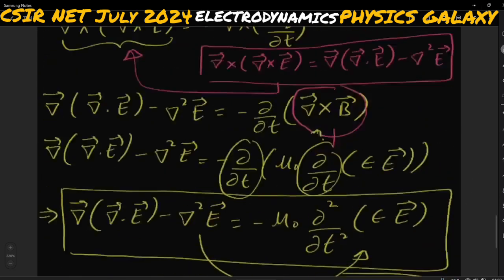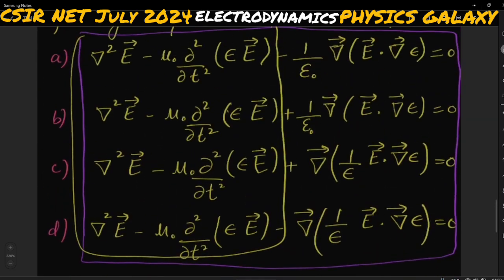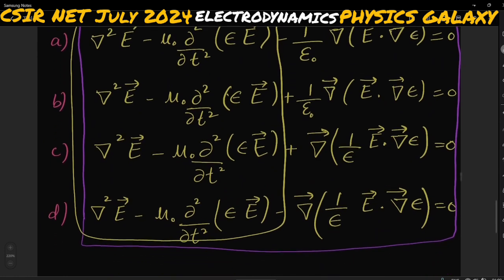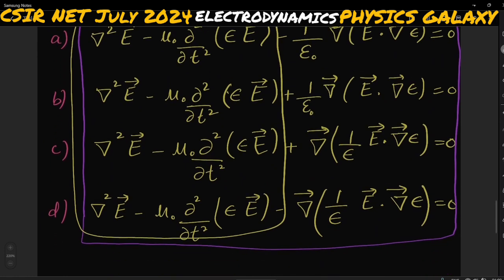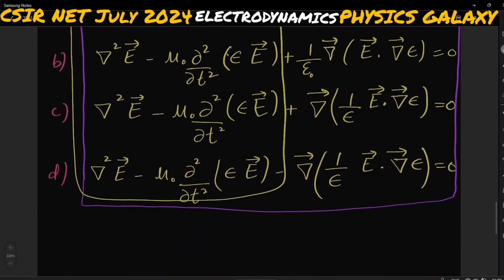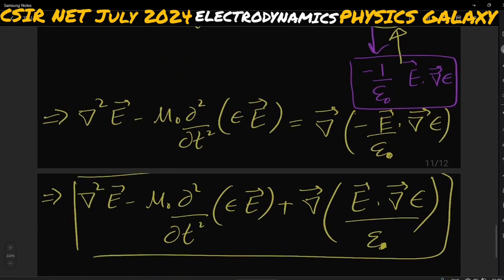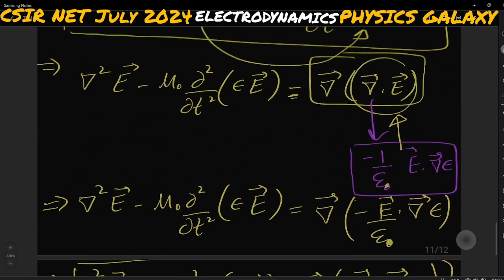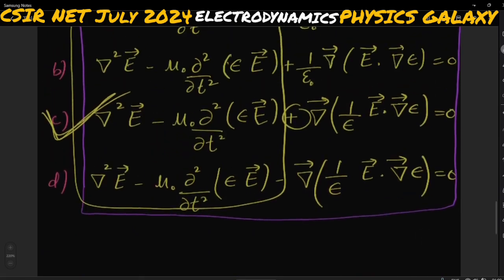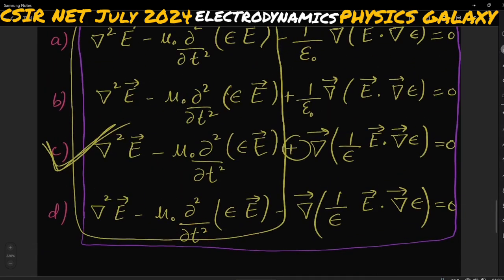So the correct option is this one. Here we have plus, so the C option is the correct one. I missed that there was no epsilon naught anywhere that I used. So the third option is the correct option: del square E minus mu naught dou square by dou t square epsilon E plus gradient of 1 over epsilon E dot gradient of E.